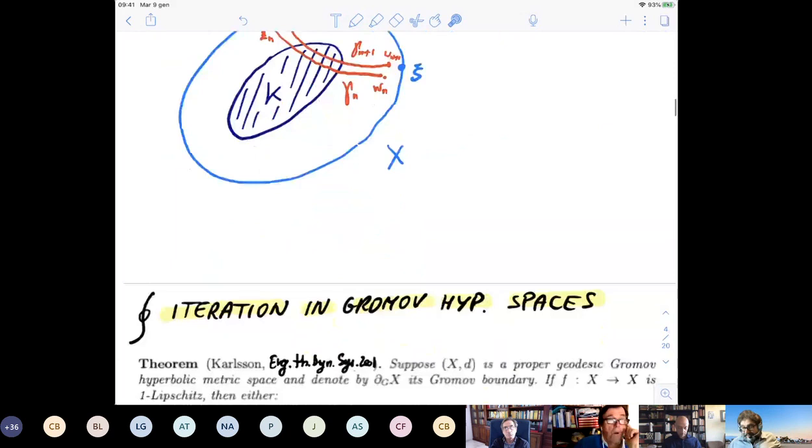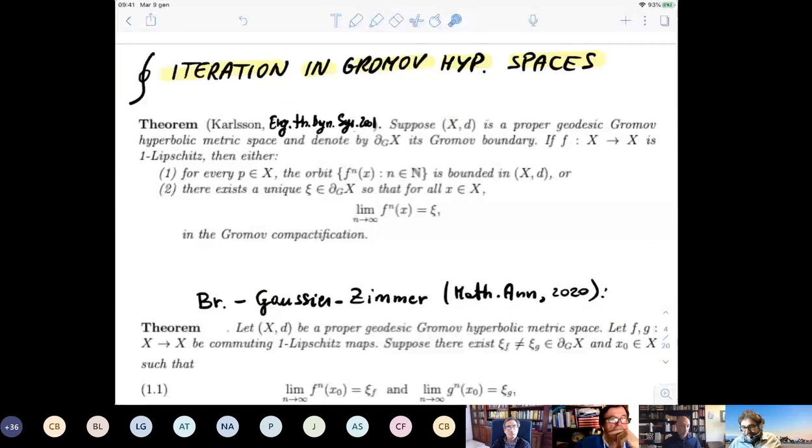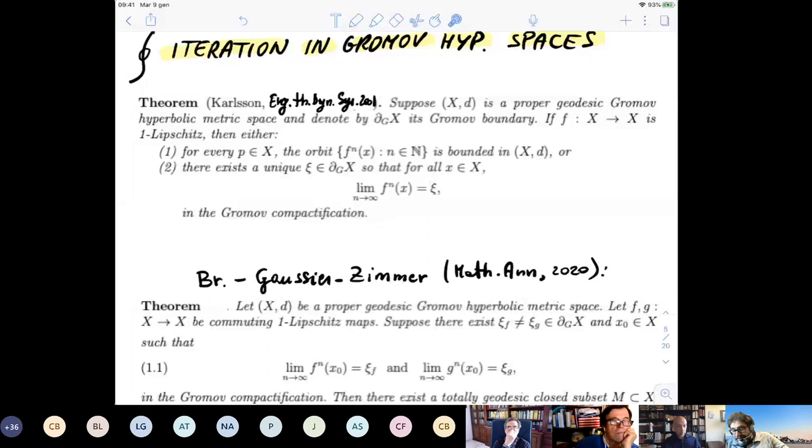Okay, well, let's look at a couple of results about this Gromov hyperbolic space. So the first result is by Carleson, which was published in 2001 in Ergodic Theory and Dynamical Systems, which is a kind of Denjoy-Wolff theorem. For those of you who know the iteration in the unit disk, if we have a proper geodesic Gromov hyperbolic metric space, and if we take a map which is one-Lipschitz, so one-Lipschitz means that it does not expand the distance d, that's the definition, then either there exists an orbit which is relatively compact inside X, or the orbit converges in the Gromov sense to one point xi in the boundary. So this point xi can be thought of as a Denjoy-Wolff point of the map F. I will come back later in another context to this.